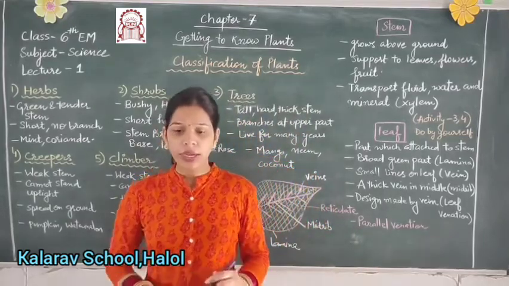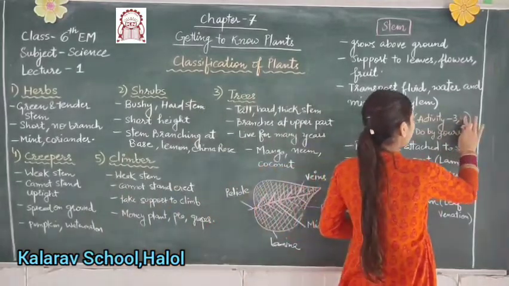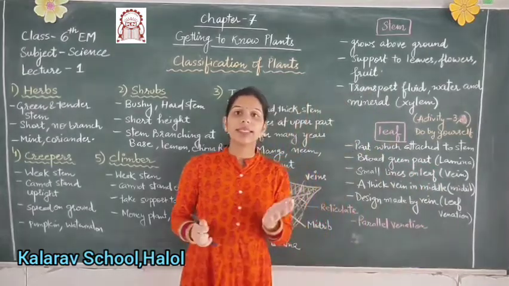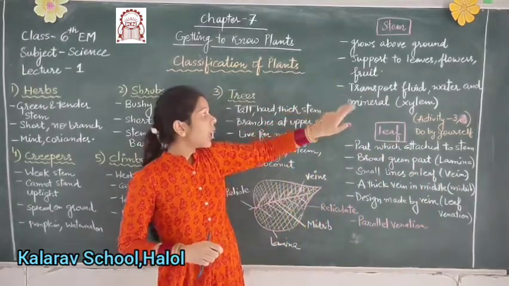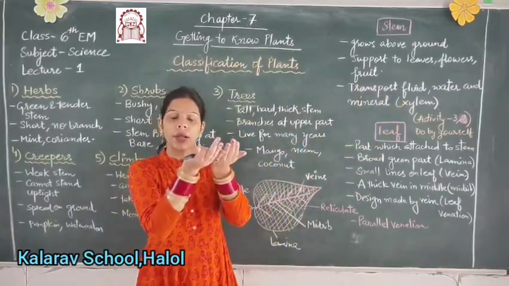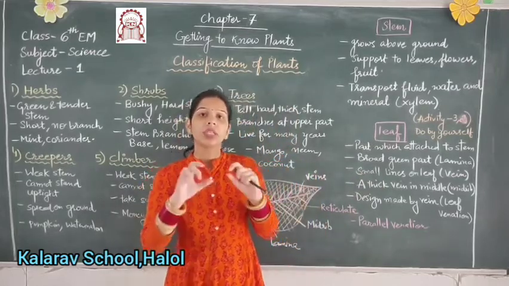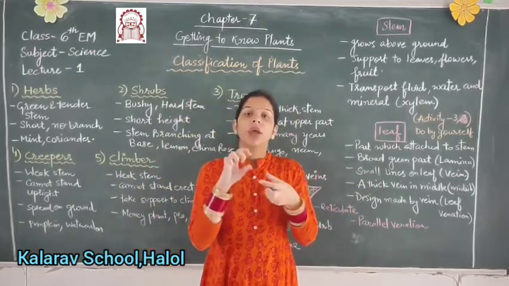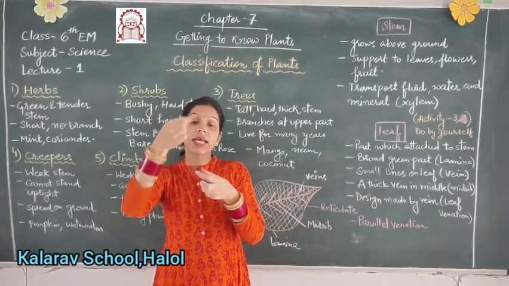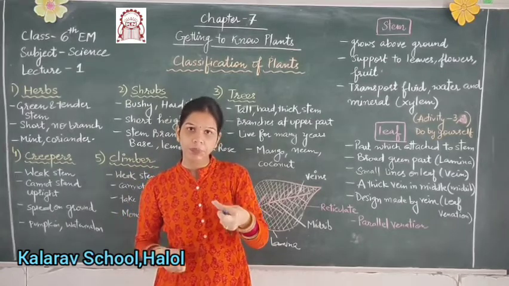Here you can also do activity number 2, instead of 4. That is very easy. It is related to the stem. As you see, the stem transports fluid from lower to upper parts. In this activity, you just take a glass of water, add blue or red ink in the water, and place a stem of a green leafy plant in it.